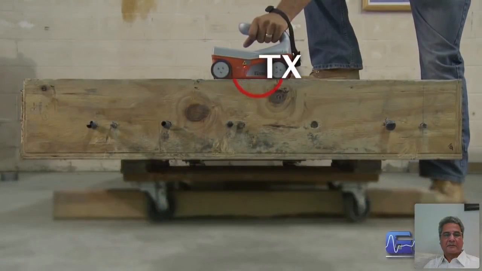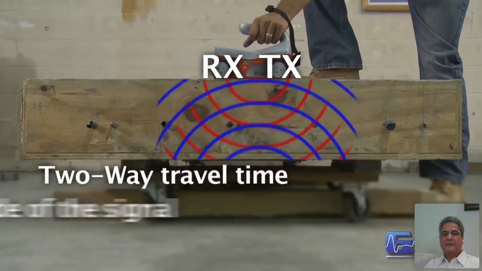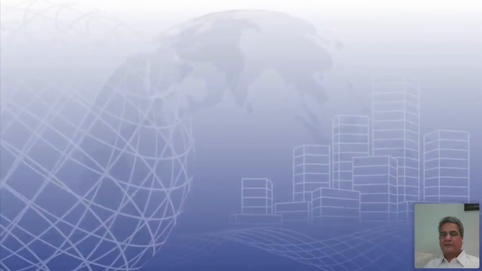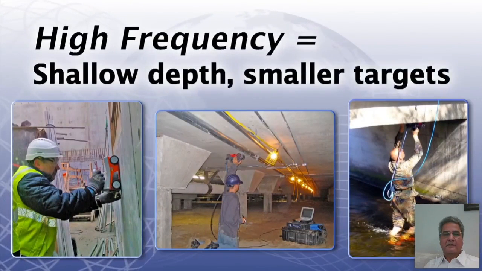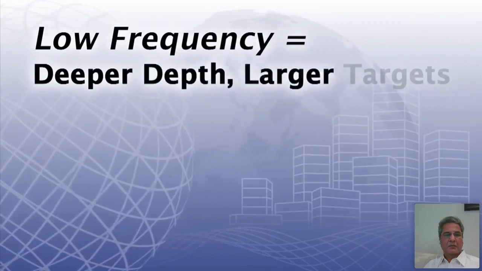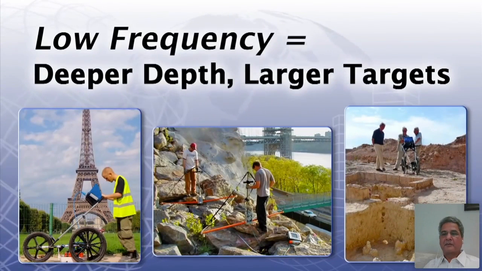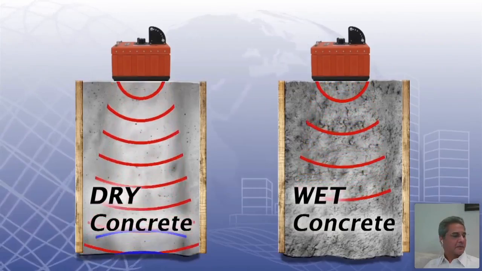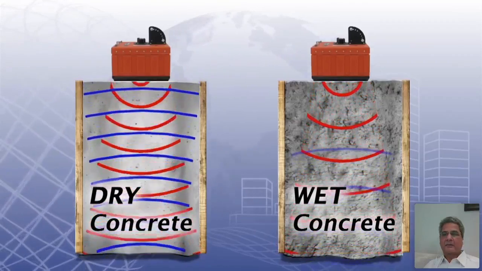The antenna has a transmitter and a receiver. When the signals are returned to the antenna, we record a two-way travel time and the amplitude of the signal. The amplitude is simply the strength of the signal coming back. Antennas come in various frequencies, depending upon your application. High frequencies are for shallow depth and small targets, ideal for concrete applications. Low frequencies are for typically deeper depth and larger targets, such as utility, geological, and archaeological applications. Survey areas with high conductivity can limit the depth and effectiveness of ground-penetrating radar. An example of this would be clay soils, or uncured or green concrete.